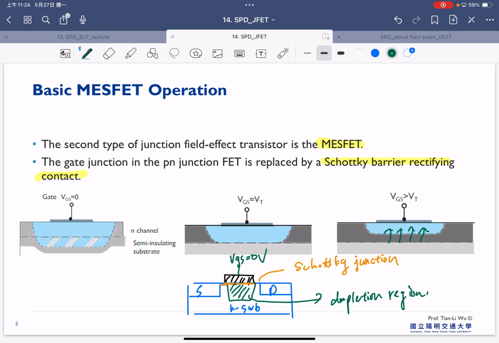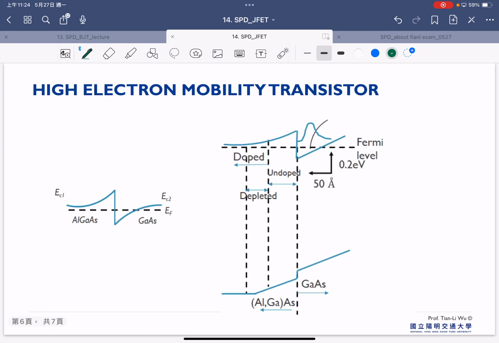So one of the most famous examples of this kind of MOSFET operation, or of this kind of Schottky gate contact in a transistor, is actually not in silicon. It's mainly in the III-V materials. In the III-V, we have what we call the high electron mobility transistor.